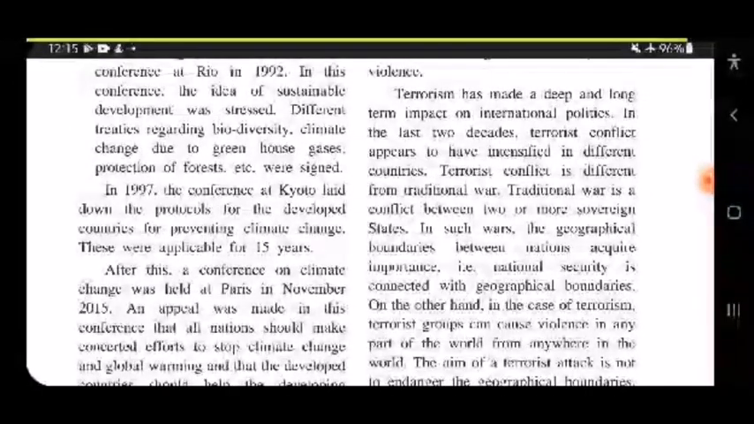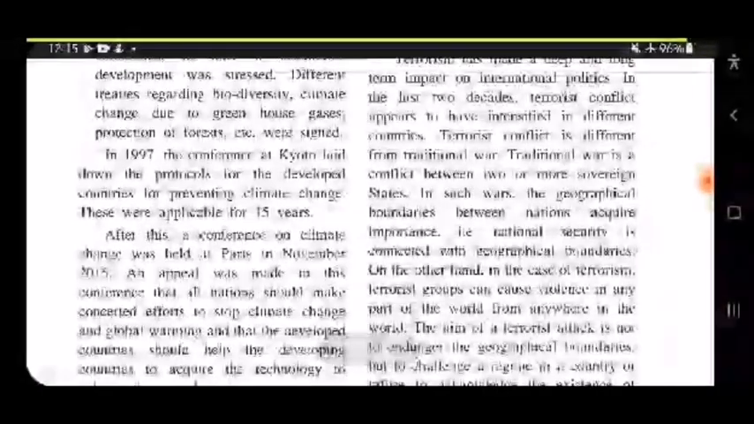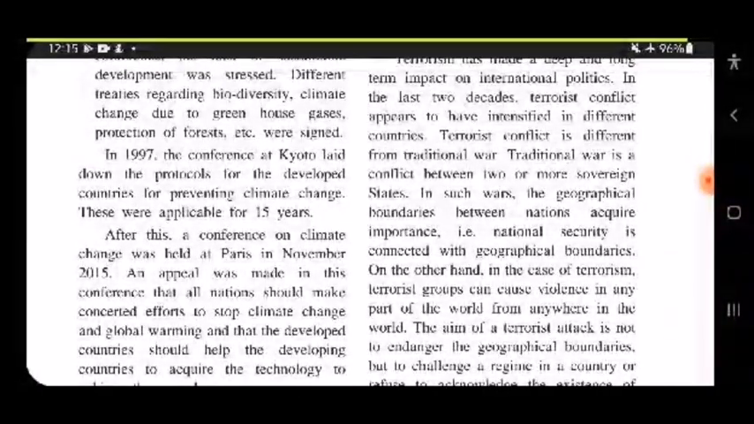Terrorism has made a deep and long-term impact on international politics. In the last 2 decades, terrorist conflicts appear to have intensified in different countries. That means you can't blame one country. There are other countries also into terrorism. Terrorist conflict is different from traditional war. It is absolutely different from the war. Traditional war is a conflict between 2 or more sovereign states. Now, what is traditional war? A war between 2 or more countries or 2 or more states.